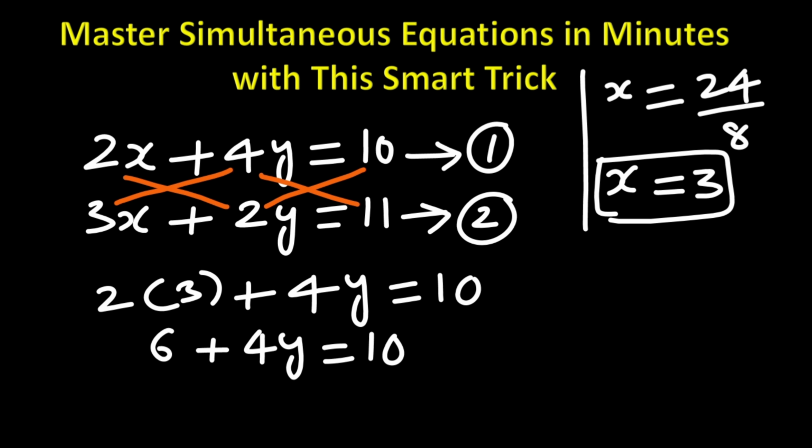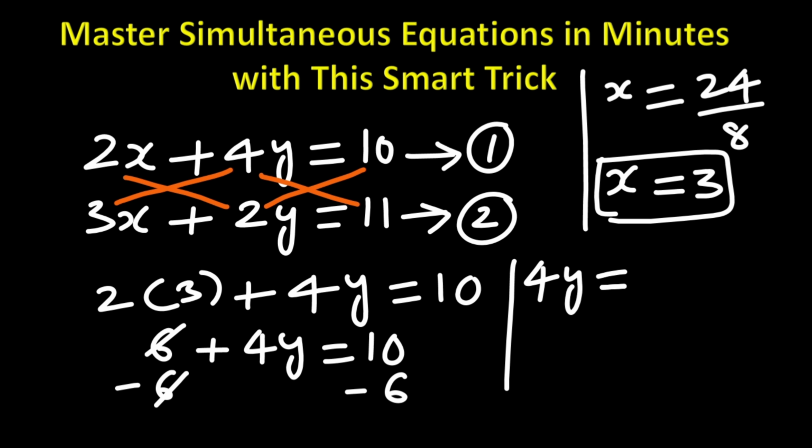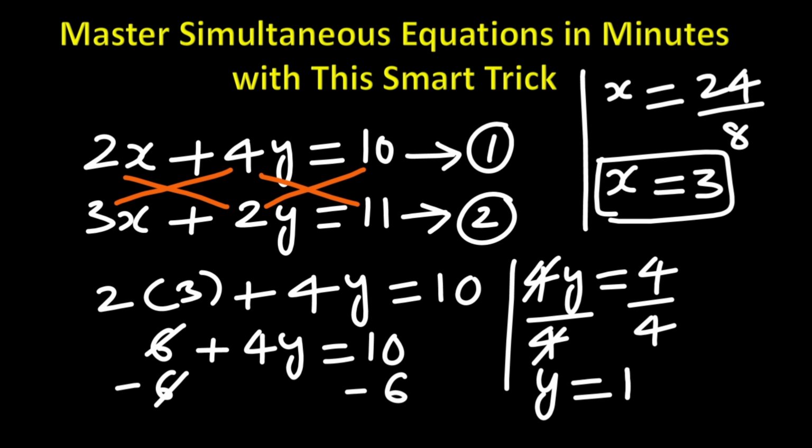Now to solve for y, the first step is we subtract 6 on both sides of the equation so that you can cancel out 6. We are left with 4y equals 10 minus 6, that's 4. Now you divide by 4 on both sides of the equation so that you can cancel out 4. You have y equals 4 divided by 4, that's 1. So the y value is 1. So we got the x value as 3 and the y value as 1.